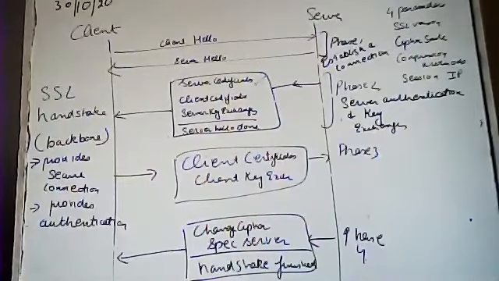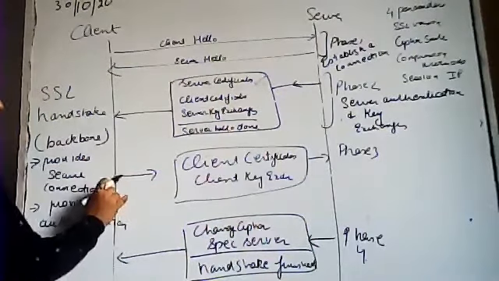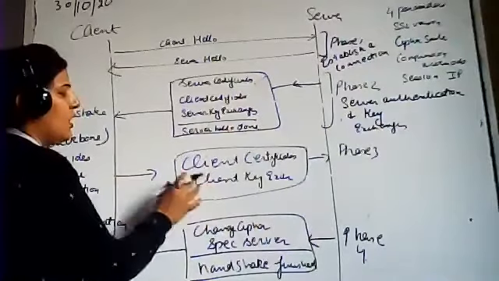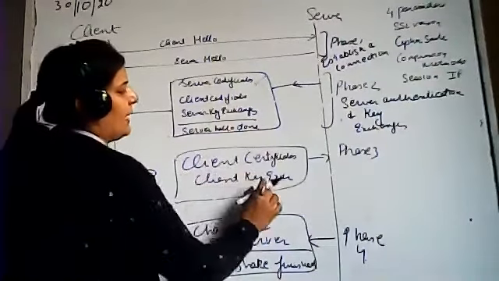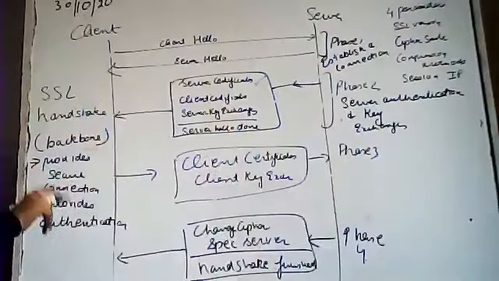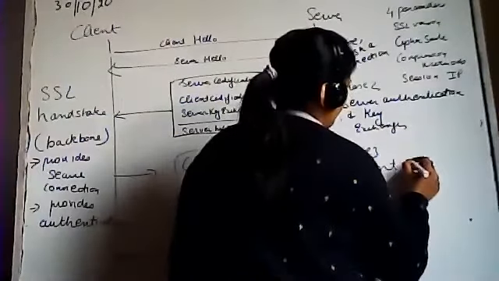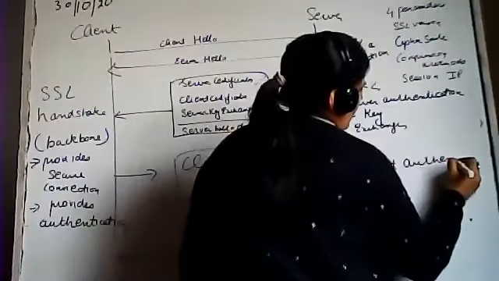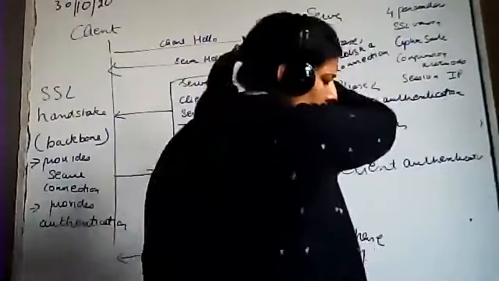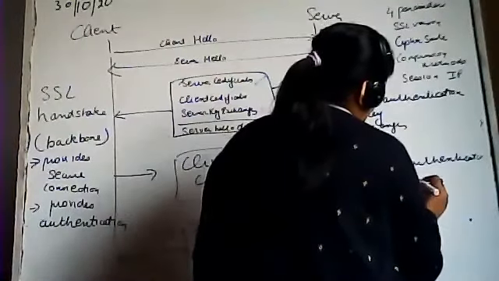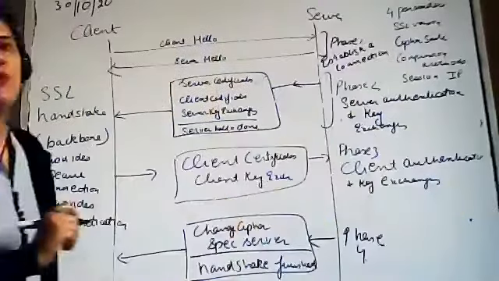After that, in phase 3, we have client authentication and key exchanges. So when the server has authenticated itself, now it's the turn of the client to authenticate itself. So it will provide client certificates and the client key exchanges to the server. So this particular phase is known as client authentication and key exchanges. Okay, so this is your phase 3.